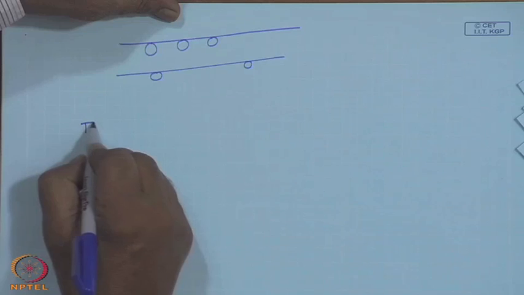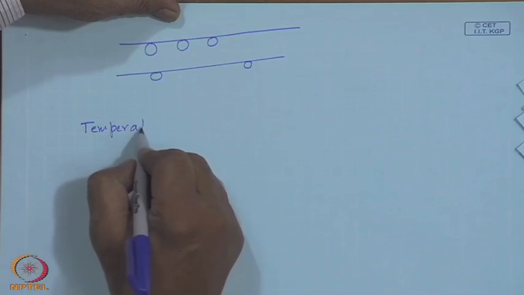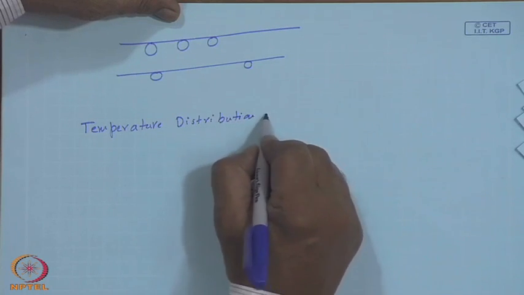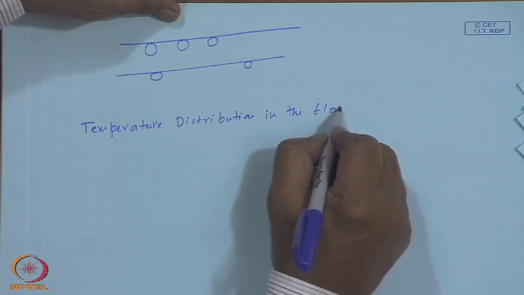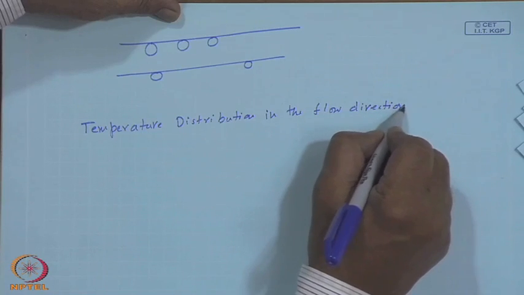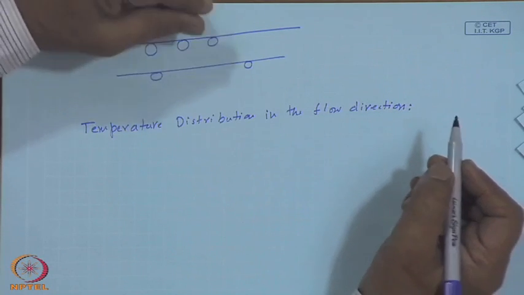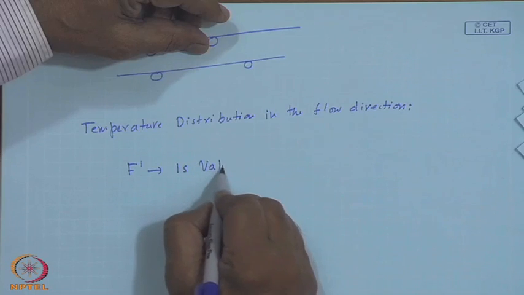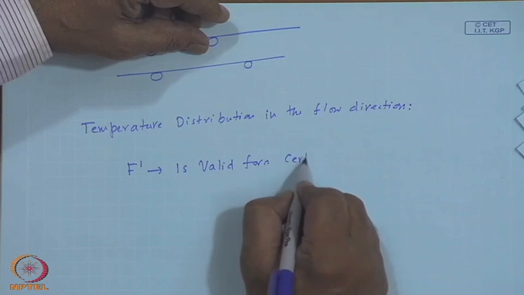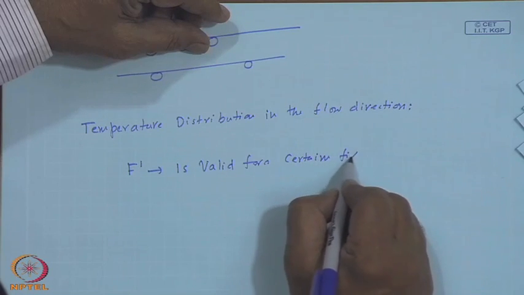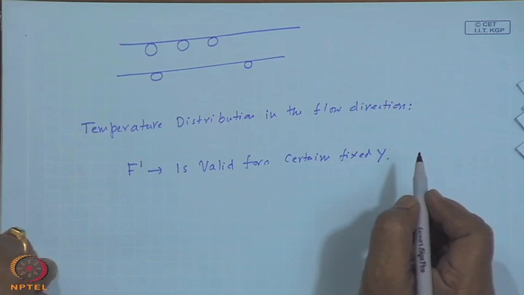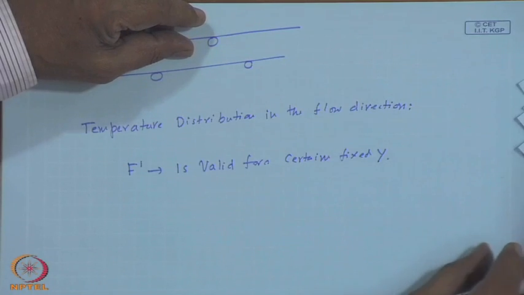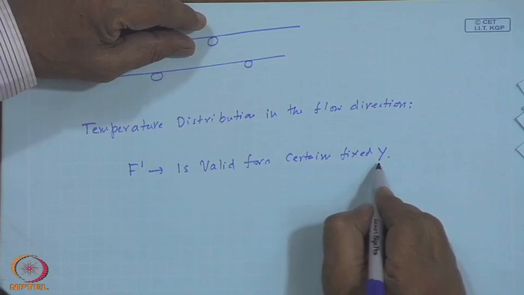Now, we will go for temperature distribution in the flow direction. One of the important things that we have to remember before we go into this, F dashed is valid for a certain fixed y. So, in principle it can be changing with respect to y, or one may define a particular average sort of F dash depending upon y chosen.